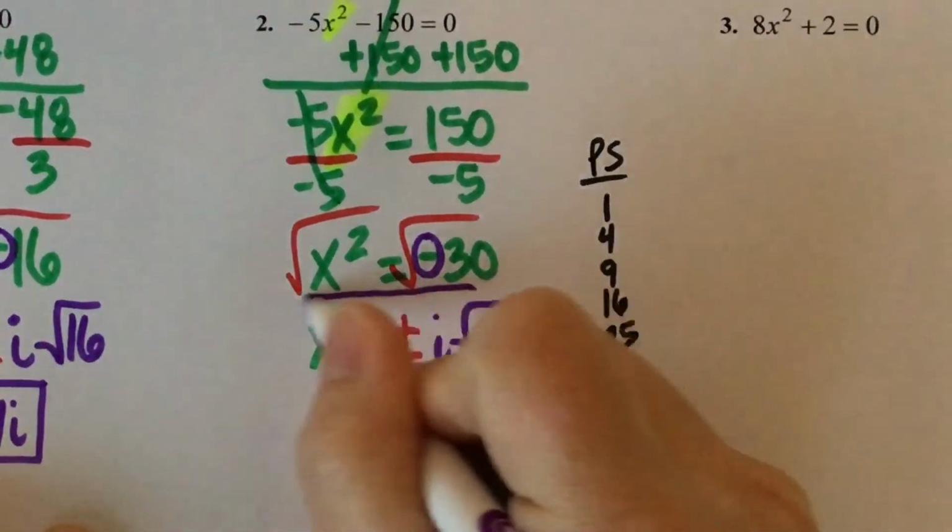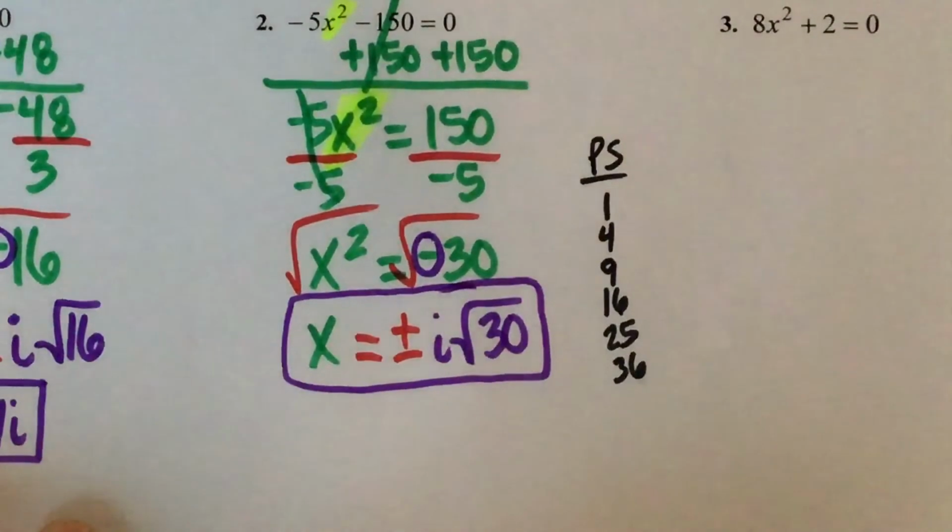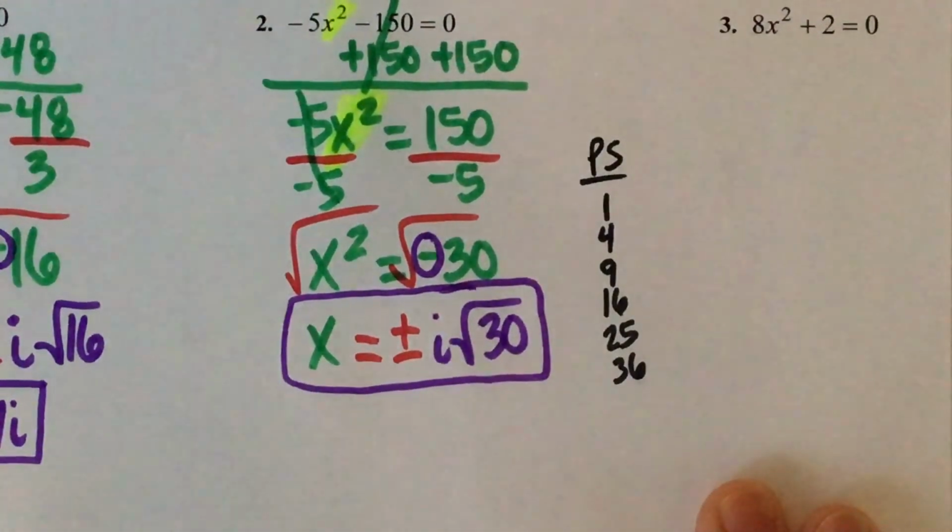This is as good as it gets. Sometimes you can take the square root of something. Sometimes you can break it down. Sometimes you can't do either.